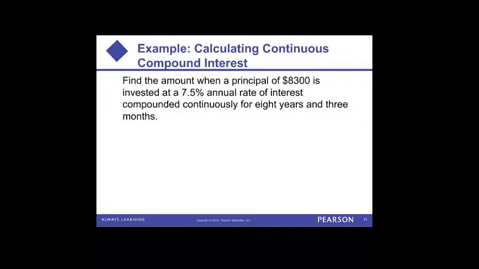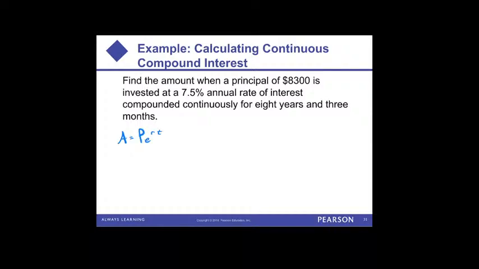So then here, in this example, we're asked to find the amount when the principal of $8,300 is invested at 7.5% annual rate of interest compounded continuously for 8 years and 3 months, right? Okay, let's list out some of the things that we're given here. Now, it says compounded continuously, so when you see continuous compounding, then we're using the PERT. I call it PERT, A equals P e to the RT, PERT formula, right? We're trying to solve for A.